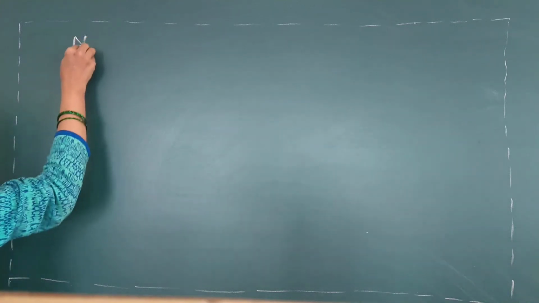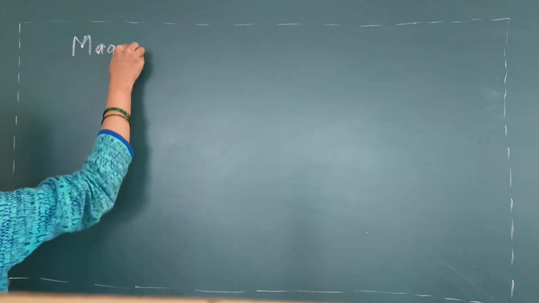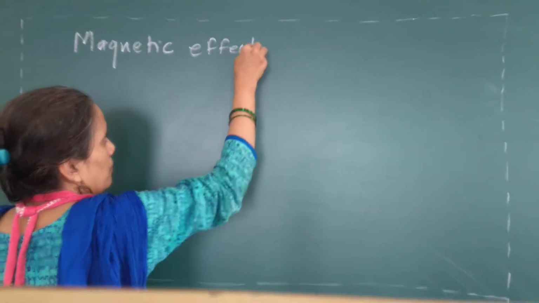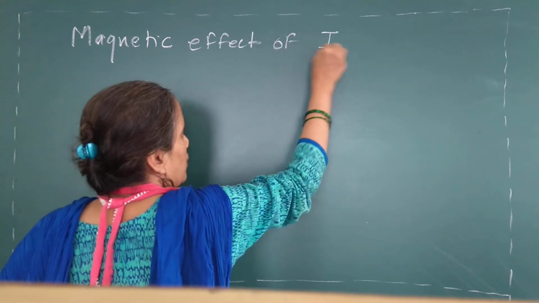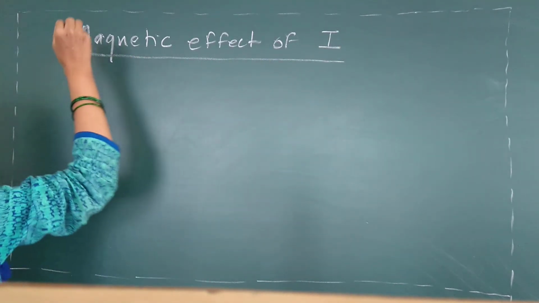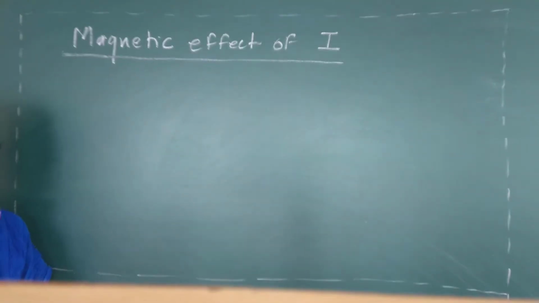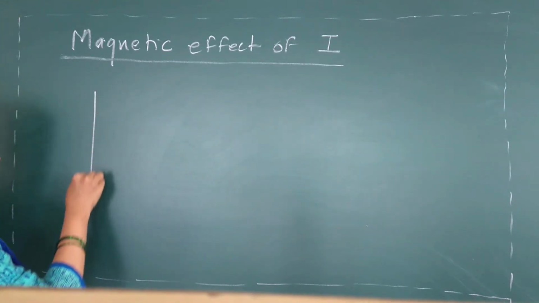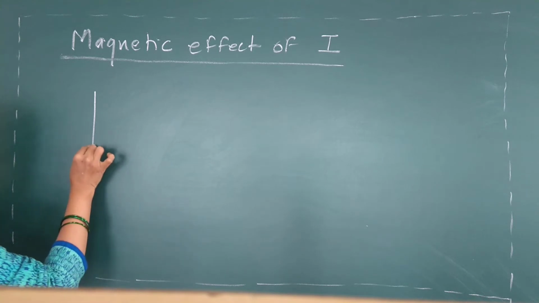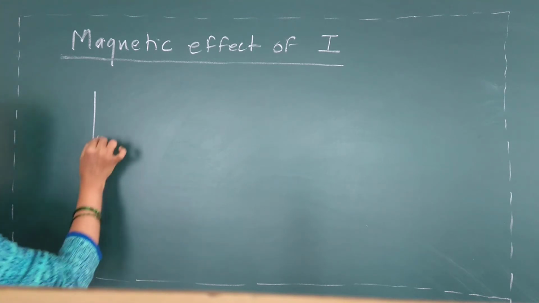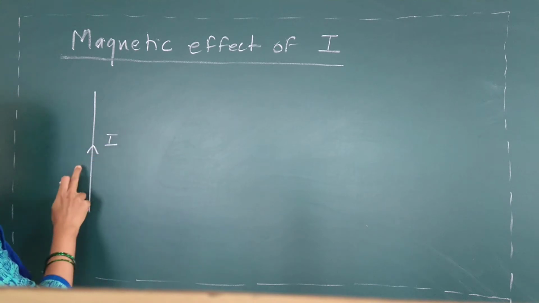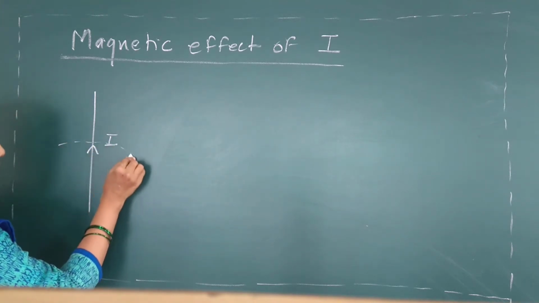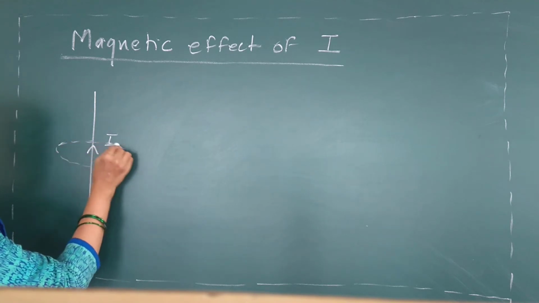Now today we are going to start a new chapter, the magnetic effect of electric current. This type of chapter you have already seen in the 11th standard. In 11th standard, what we have seen is that if we consider a conductor, whenever current I flows through that conductor, then due to the flow of this current I there will be a production of magnetic field around this conductor.